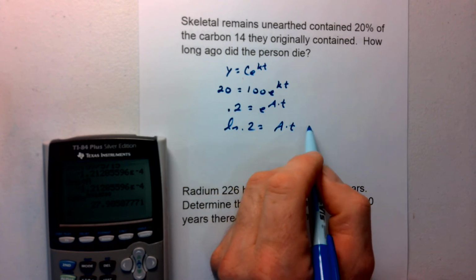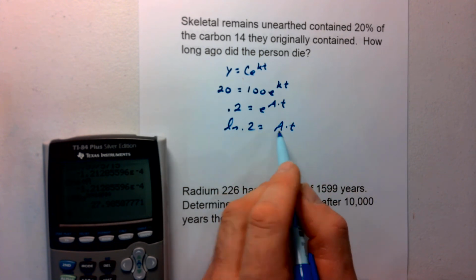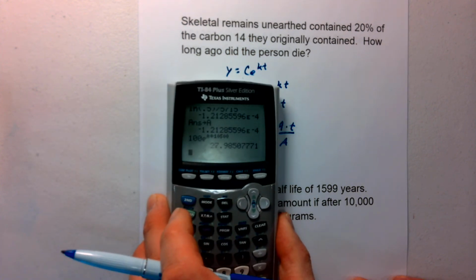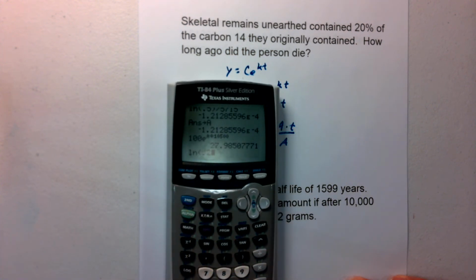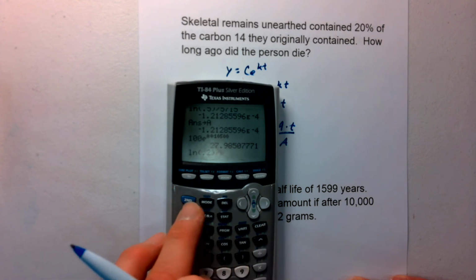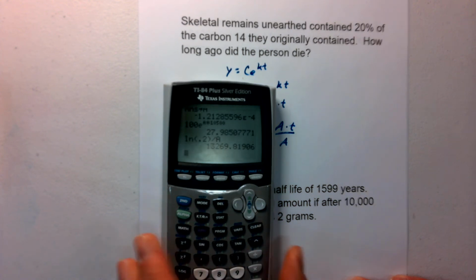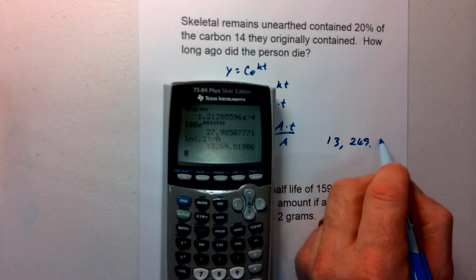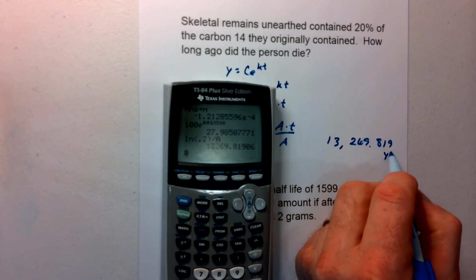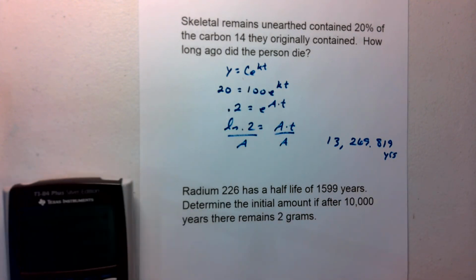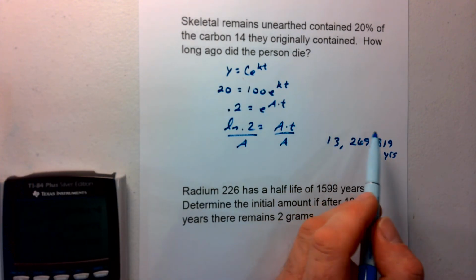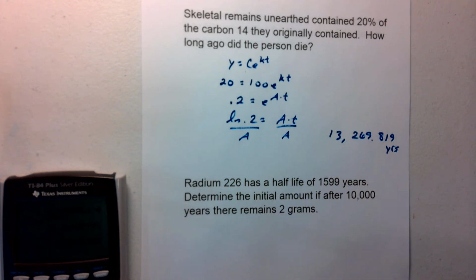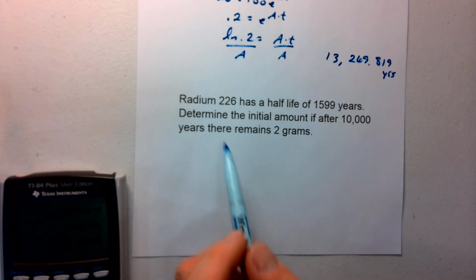And natural log of e again is going to go to 1. So I use a times t, and I'm going to divide by my a. So I can go ahead in my calculator, do the natural log of 0.2, divided by my alpha a. And that's going to give me 13,269.819 years. So that's approximately how long ago this person died way back then.